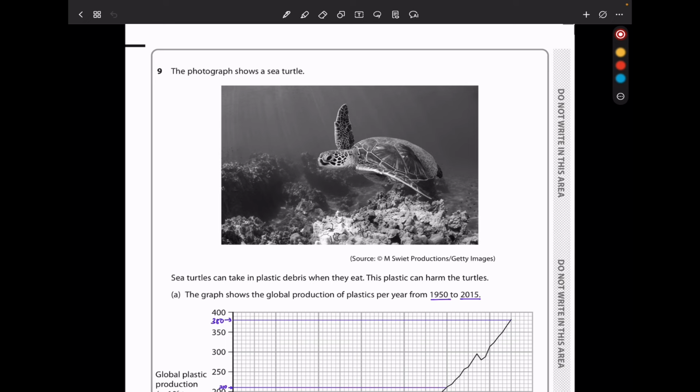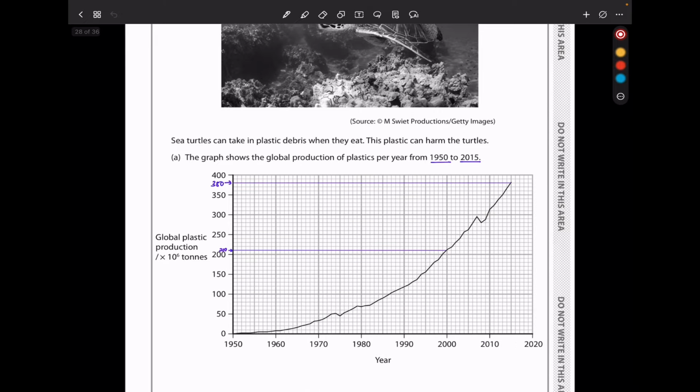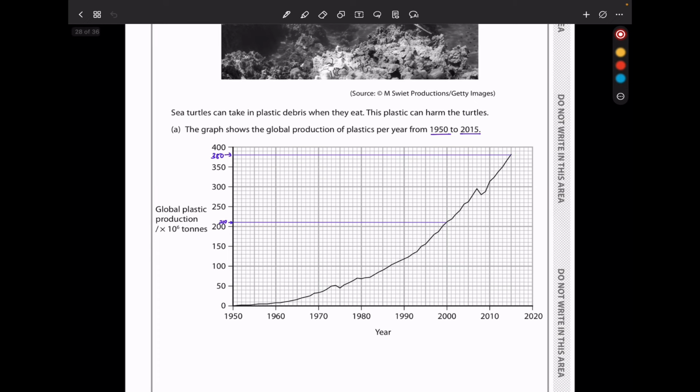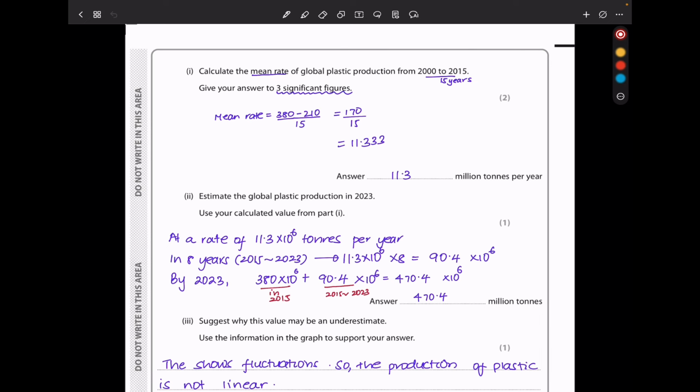In question 9, the photograph shows a sea turtle, which is this one here. They say sea turtles can take in plastic debris when they eat. This plastic can harm the turtle. The graph shows the global production of plastic per year from 1950 to 2015. We can see as the time increases, there is an increase in the global production of plastic. There is a general increase. They say calculate the mean rate of global plastic production from 2000 to 2015.